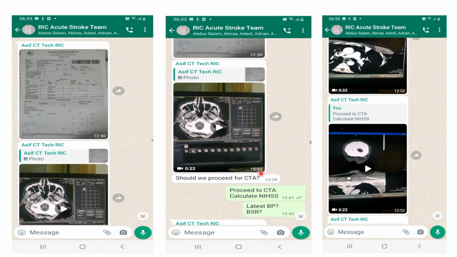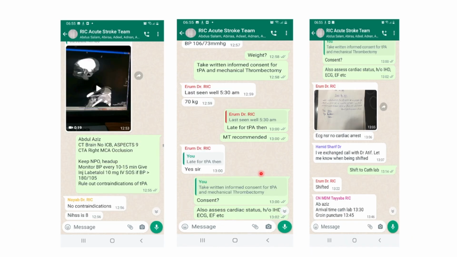and the ER team will calculate the NIHSS and all those scoring systems, and they will check for contraindications. And then once they give the TPA bolus, that bolus time will also be noted down here. And then similarly, CT angiogram will be done, and all the live images will be shared here. Based on that, whether there's an LVO or not, that decision will be taken.